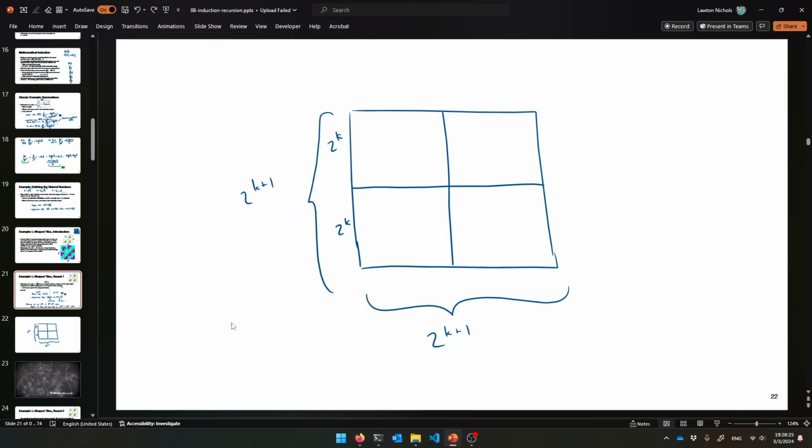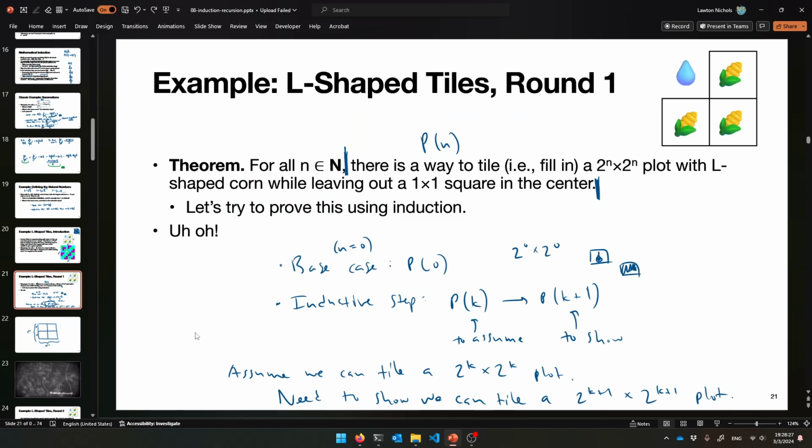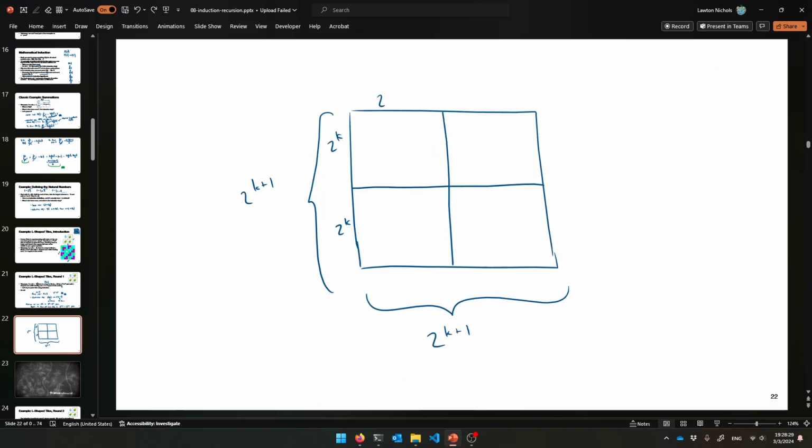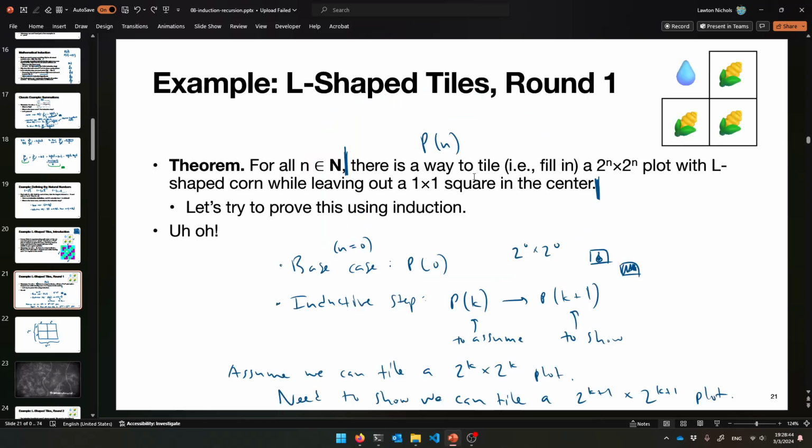So you do have your inductive hypothesis, you can use it. You find some smaller 2^k by 2^k plots. These are all 2^k by 2^k plots. See that? You got 4 of them total. And we're trying to show that we can tile using our L-shaped corn with one square left out in the center. We're trying to show that we can use this whole plot for corn. All right, trying to show that.